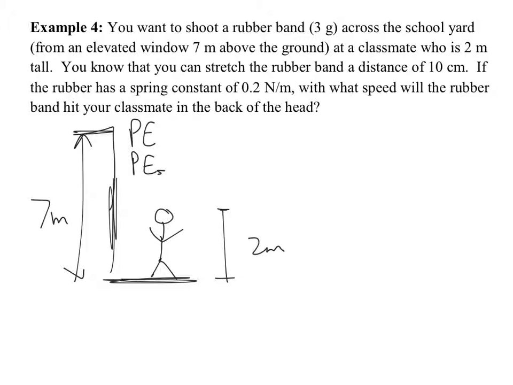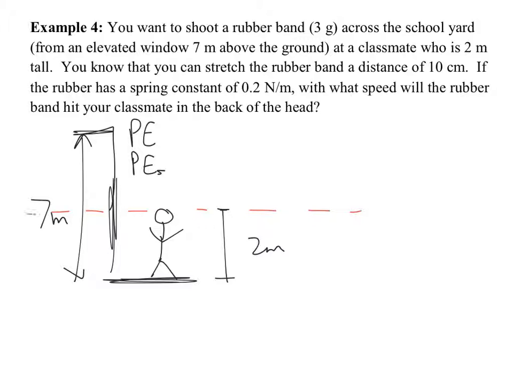Now, if I call your classmate's head ground level, then I don't have potential energy at the end. All I have is kinetic, because the rubber band is moving. But if I call the ground level, then I technically have potential and kinetic energy at the end. It doesn't matter. It really doesn't make a difference. It's easier if you make the person's head ground level. For the sake of this, I'm going to call this ground level right here.